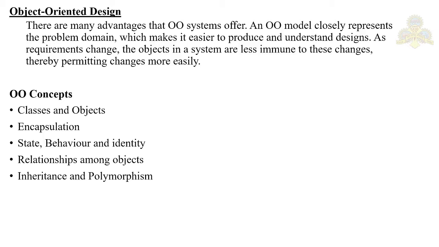First we'll look into the basic object oriented concepts: classes and objects, encapsulation, state, behavior and identity, relationship among the objects, inheritance and polymorphism. These are the basic concepts in object oriented programming. After this we'll study UML and other diagrams.